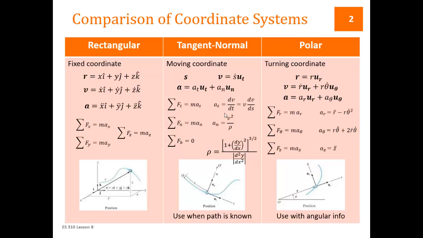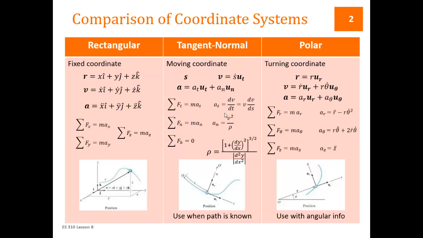When we're moving along a curve, we usually use either the tangential normal coordinate system or the polar coordinate system, or cylindrical coordinate system by another name. In the tangential normal coordinate system, we have some information about the path, either the radius of that path or the expression for that path in terms of x and y coordinates. In that case, we've got the tangential coordinate that moves along, tangent to the path, and we have the normal coordinate that moves towards the center of curvature of the path. We can sum forces in each of those directions and set that equal to the mass times the acceleration in that direction. The tangential acceleration is the first time derivative of velocity, and the normal acceleration, or the centripetal acceleration, is the velocity squared divided by rho, where rho is the radius of curvature.